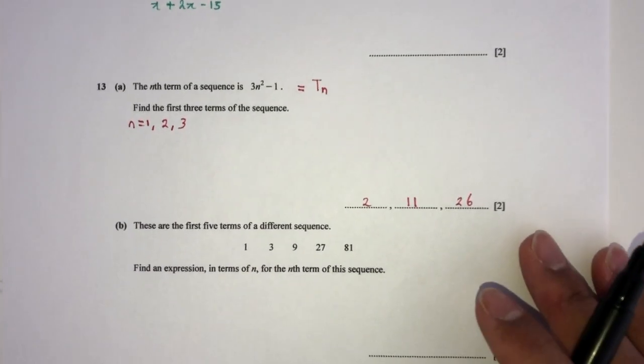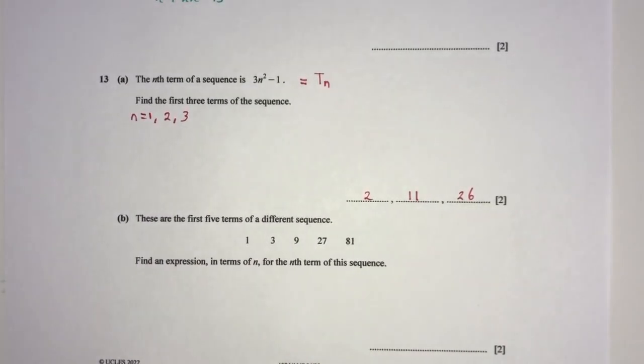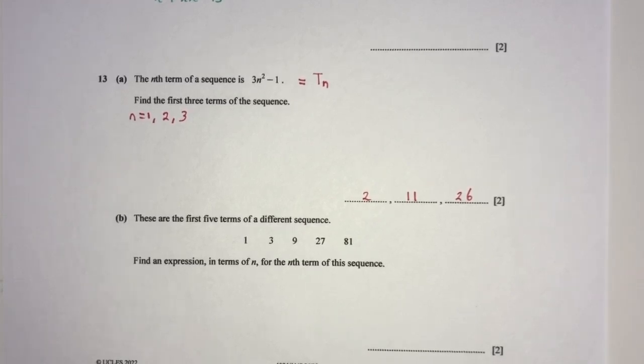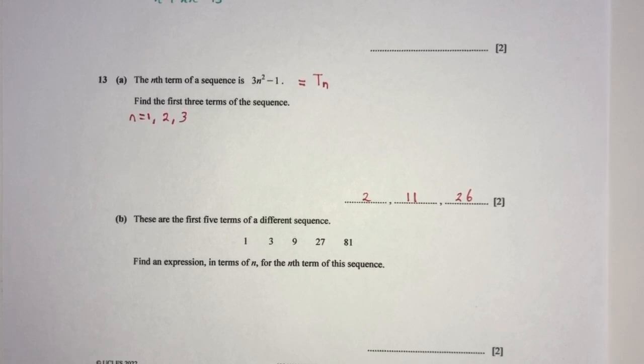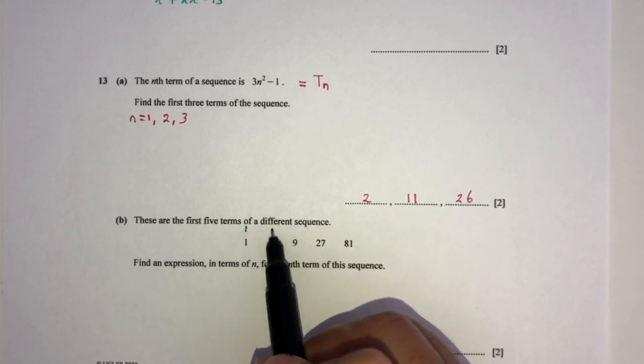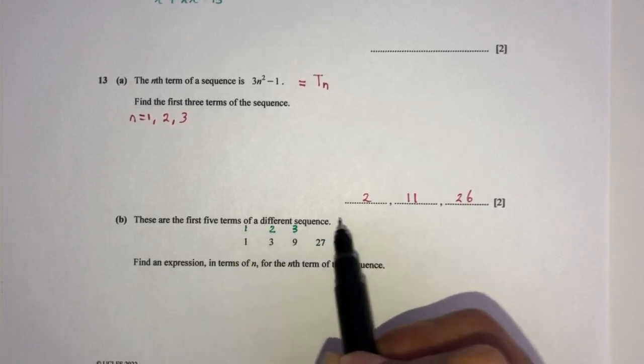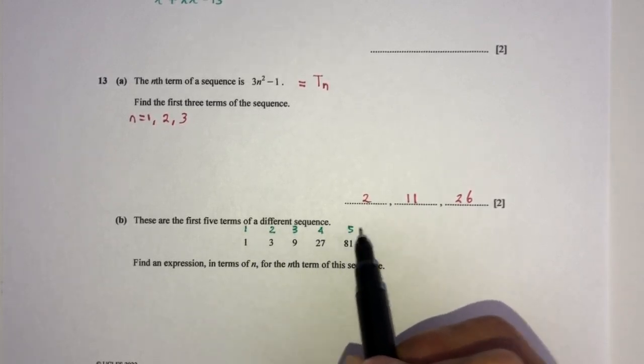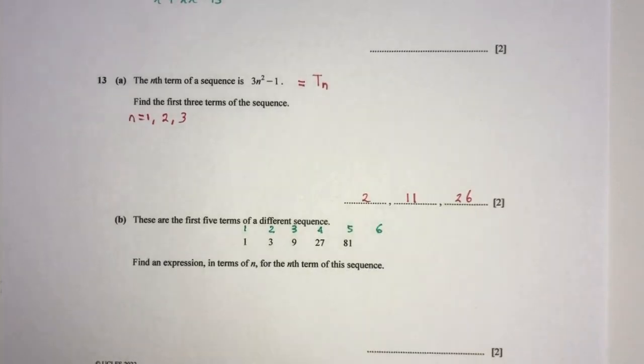It's not magic. Now for part B, these are the first five terms of a sequence. Now we have to find an expression in terms of n for the nth term of this sequence. Well, we can do this by observation, obviously, which is the main way of doing that. So the first five terms, so we understand this is the first term, second term, third term, fourth term, fifth. Now what would you say is the sixth term?